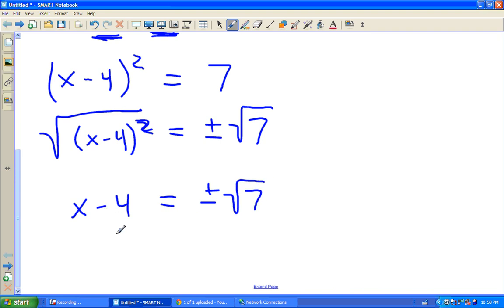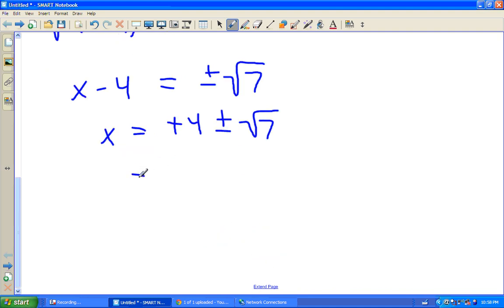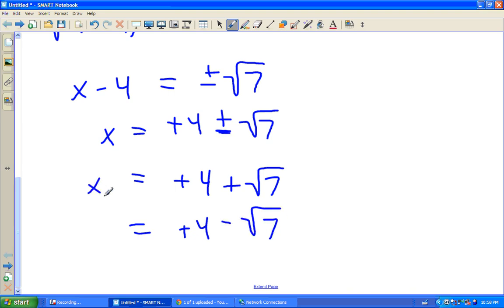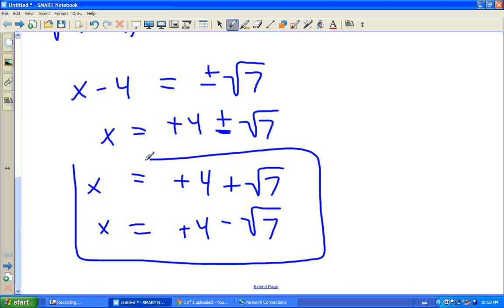I'm almost done, but not quite. I have to solve for x, move the 4 over, it becomes a plus 4, plus or minus root 7. And so now, really what I should write to be most proper would be plus 4 plus root 7. That's one solution. Oh, and plus 4 minus root 7, the other solution. So these are both solutions for this problem. Most quadratics have 2 solutions. There they are.